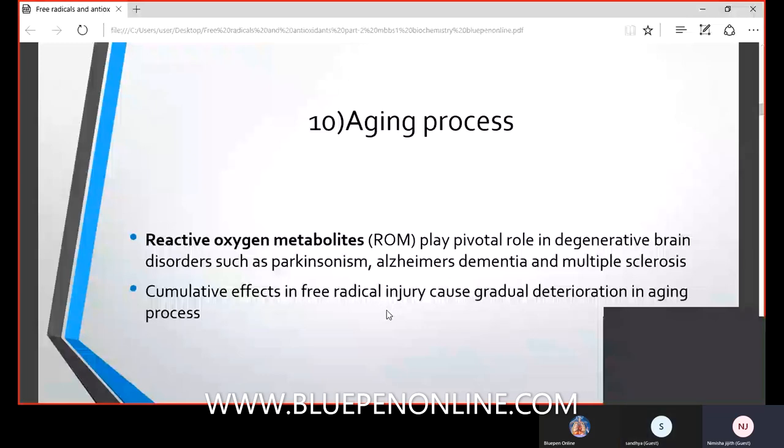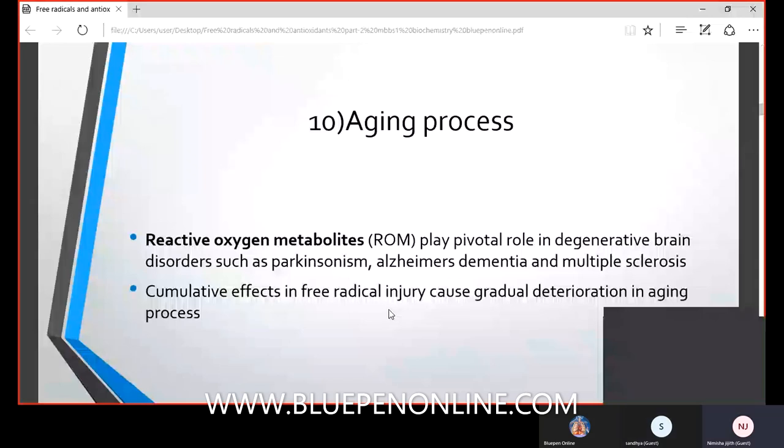Which are the areas connected with free radicals? We discussed almost 10 areas: the respiratory system, visual area, aging process, immunology, what happens at the time of cancer treatment, skin treatment and all things. So we discussed almost 10 different areas affected by free radicals.